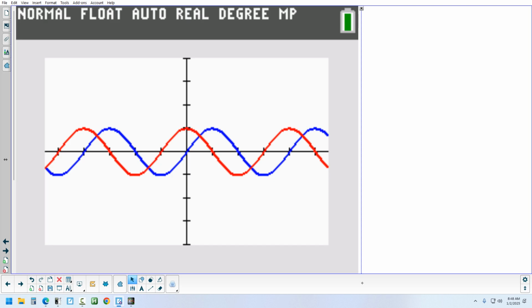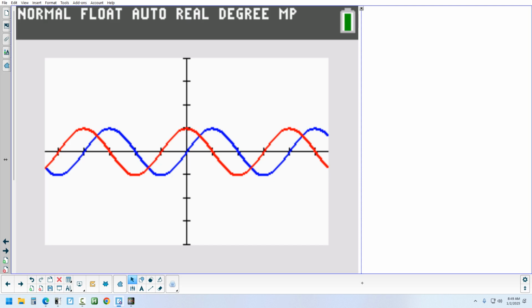But does anybody have a guess how much each tick mark is in degrees on the x-axis? Pi? No, not pi. 2 pi? No, not 2 pi. Half pi. Half of pi, yeah, or 90 degrees. That's exactly what sine and cosine are. So if I were to take the red one and shift it 90 degrees to the right, it would be right on top of the blue one. So they are horizontal shifts.